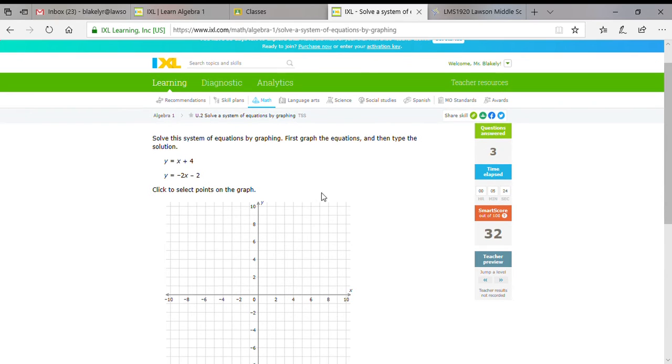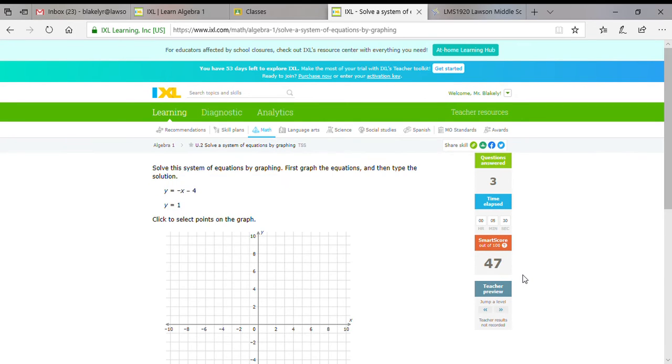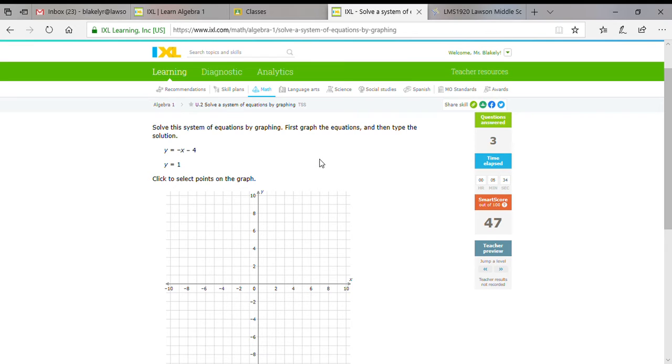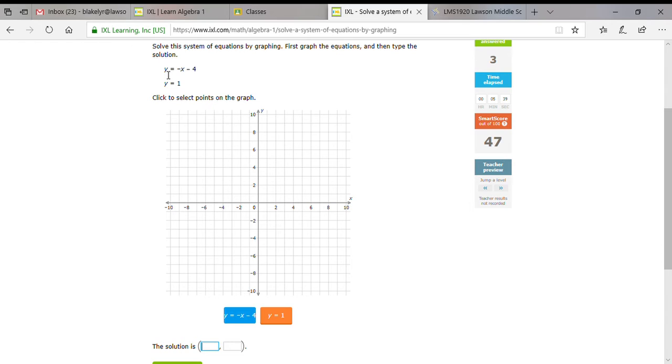One of the things that I get to do now is, you notice over here it says teacher preview. I can jump ahead a level to show you what the harder stuff looks like. So our graphing practice from today plays in here. I've got two lines again. y equals -x minus 4. So I'm going to do that one first. Down 4, and then a -1 to 1 slope there.